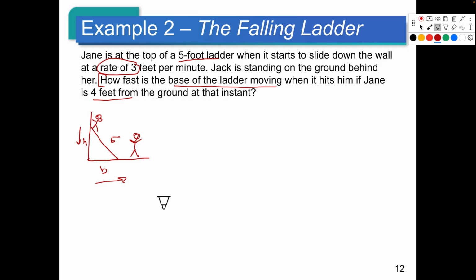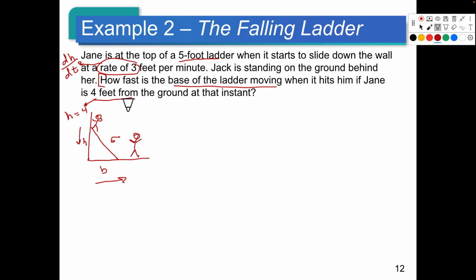We do have the ladder is 4 feet from the ground. So that's a height, right? So we know at some time h is going to be equal to 4. That's what that's telling us. We've got this rate. It slides down the wall at a rate of 3. So when it's going down, this must be the rate, the derivative of the height, because that's what's changing, dh/dt. See any other numbers in there? A 5-foot ladder, so that's fixed.